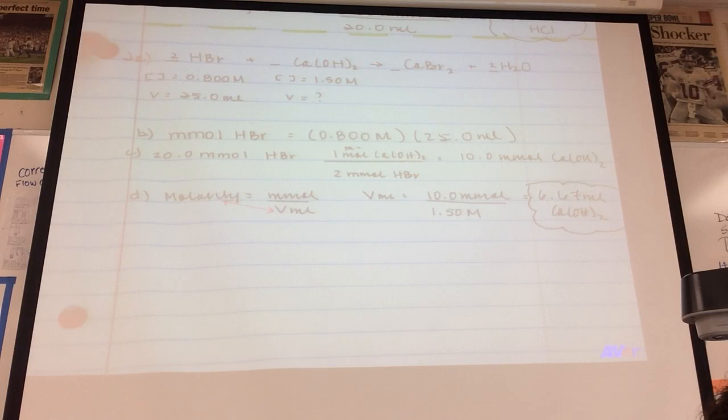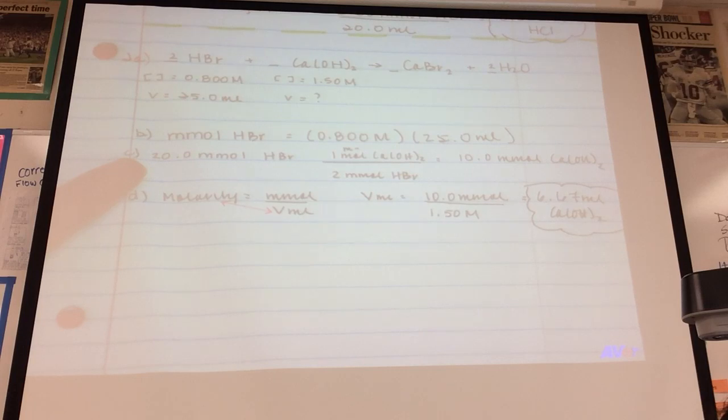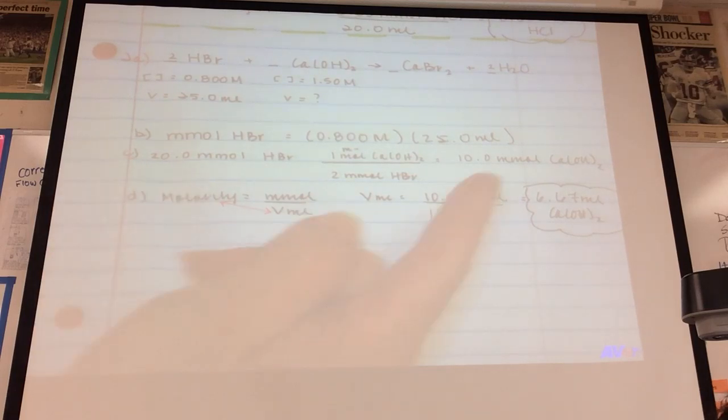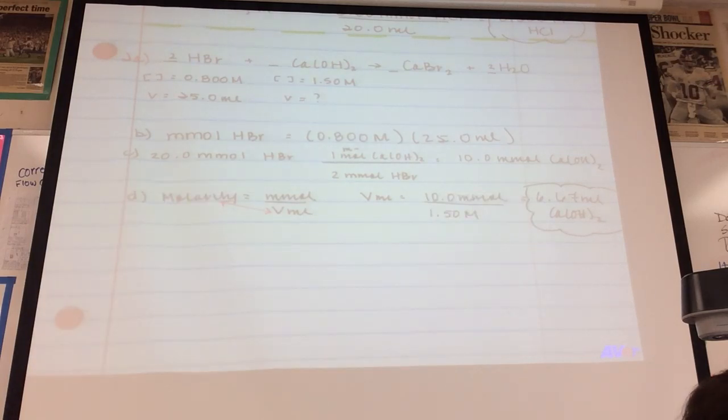So again, write down the balanced equation and neutralization reaction. Write down the information provided. You'll get millimoles of the substance. You know both the concentration and the volume. You simply multiply the two. Using a millimole ratio, stoichiometrically, you can go from one substance to another, and then you'll divide either by the volume or the concentration, depending on what they're asking for.